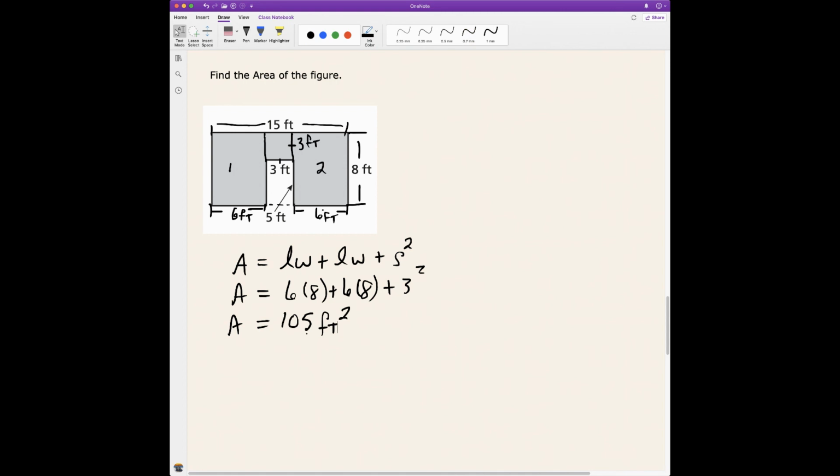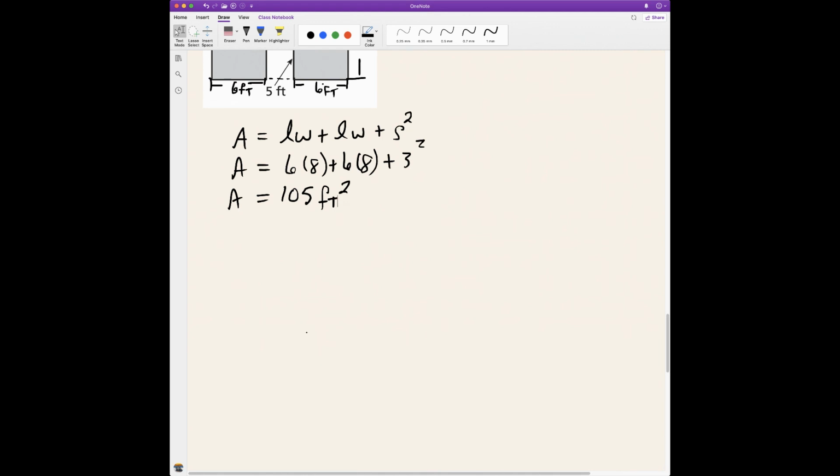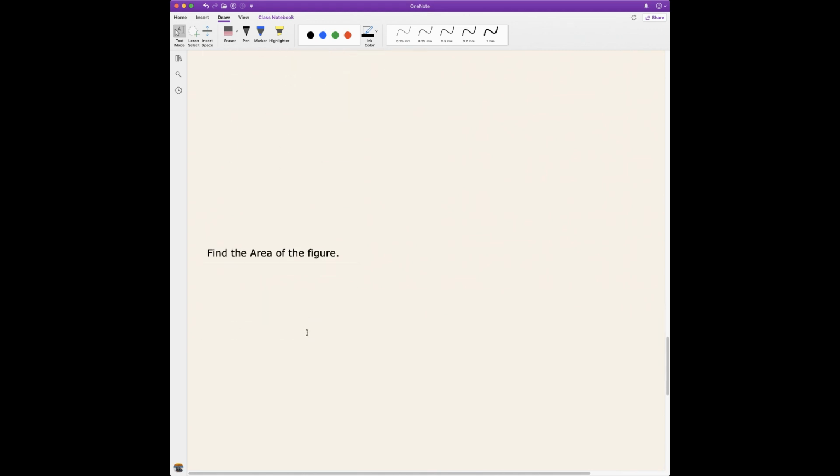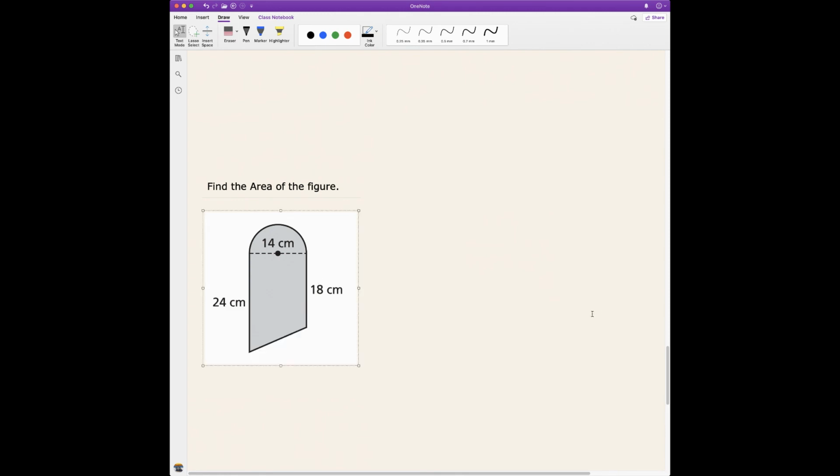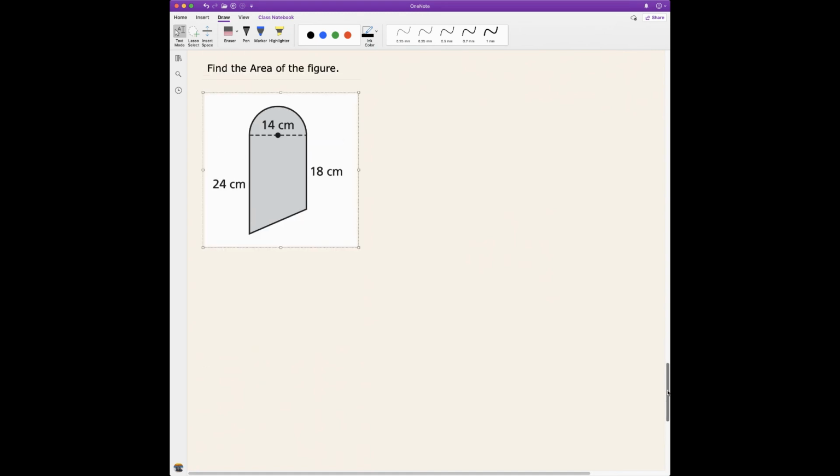All right, let's look at one more, and then we'll be done looking at examples. So we need to find the area. There's another figure here somewhere. I promise. Where to go? There it is. Here we go. That's it. All right, we got it. So we need to find the area of this figure. So this is a composite figure.